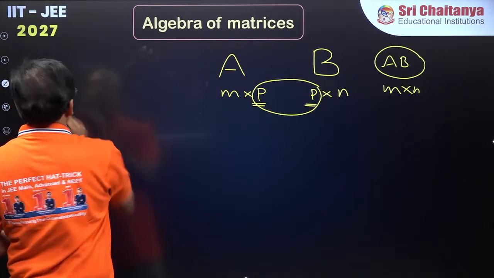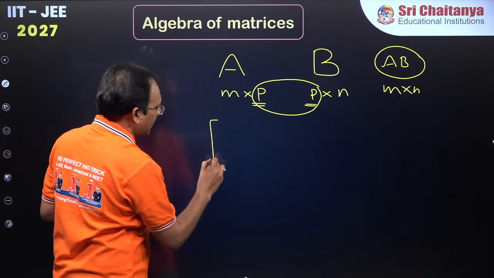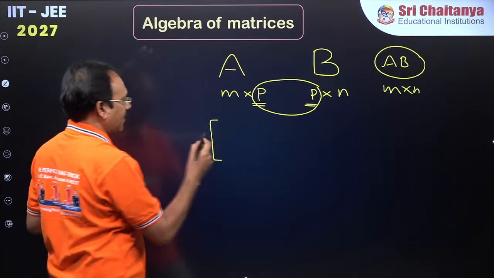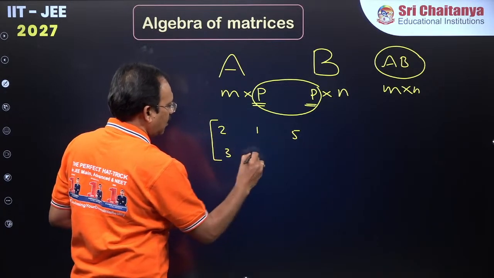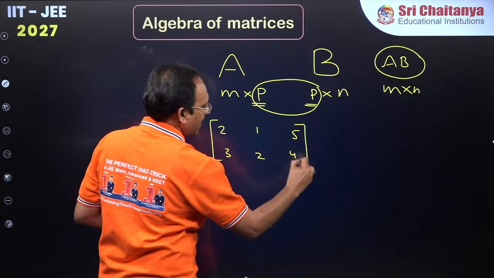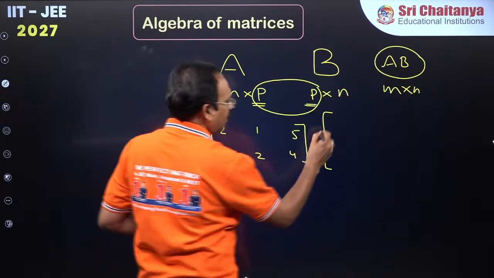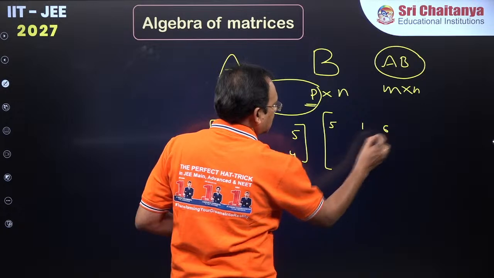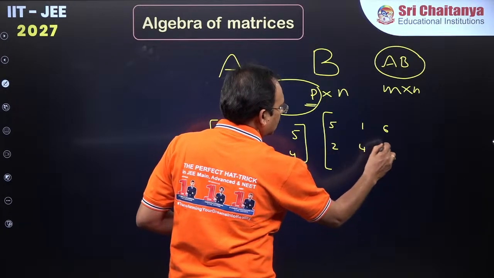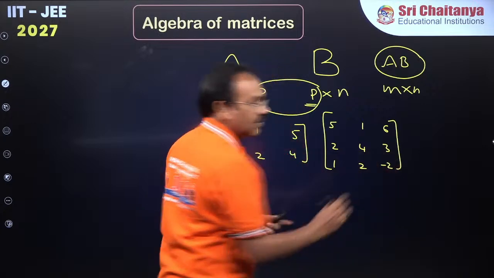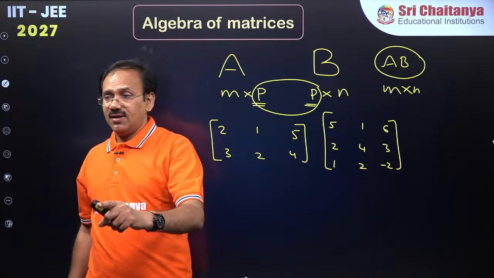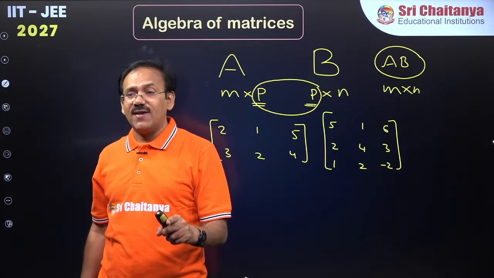Suppose let me take a 2 by 3 matrix: 2, 1, 5, 3, 2, 4. This is matrix A. Matrix B is 5, 1, 6, 2, 4, 3, 1, 2, minus 2. Something is given. All of you listen to me carefully, very, very important.